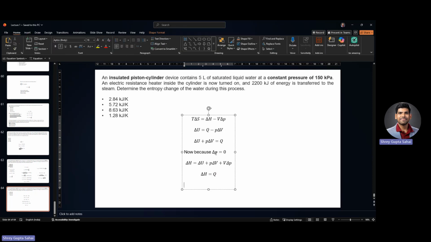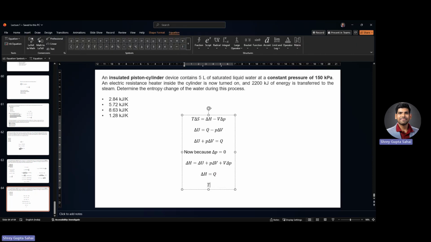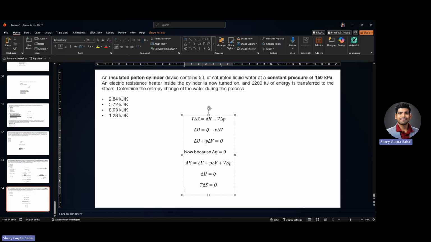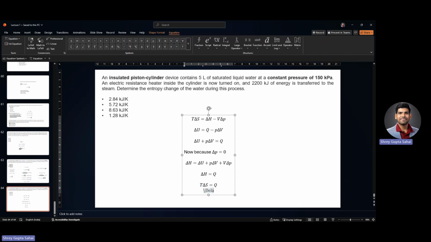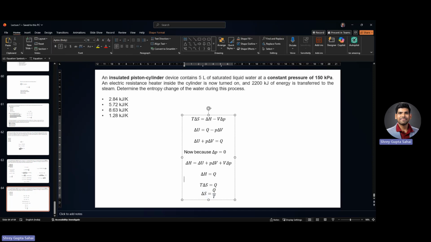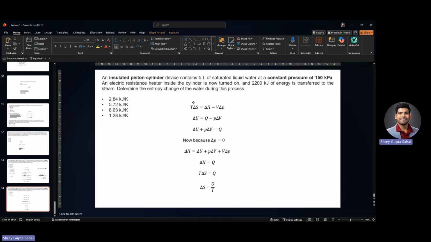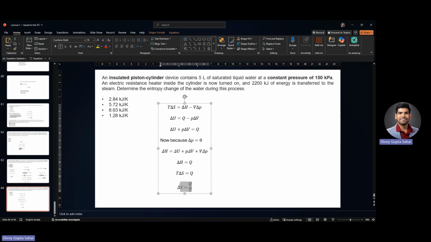And so from that logic, T delta S, because this is an isothermal process, becomes Q, and this can simply be written as delta S is Q by T. So we just need to find T, which is known to us. To write this, we needed to calculate delta H and all that, only to find later that this is an isothermal process.